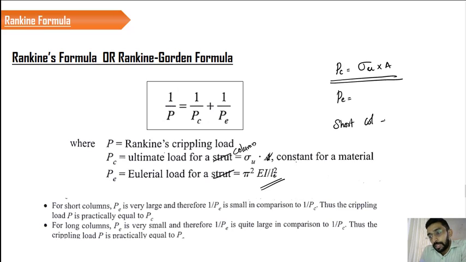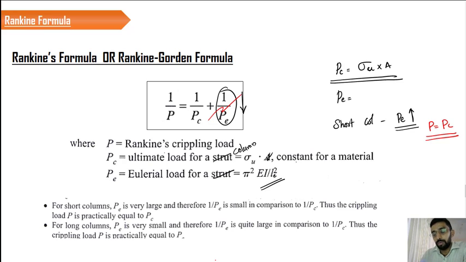For short columns, the PE value is very high, right? When the value of PE is very high, what happens to this ratio? This ratio becomes very small. Thus, we can eliminate this term, and P will be equal to Pc. In other words, the design can be based upon the crushing load, not the Euler load.